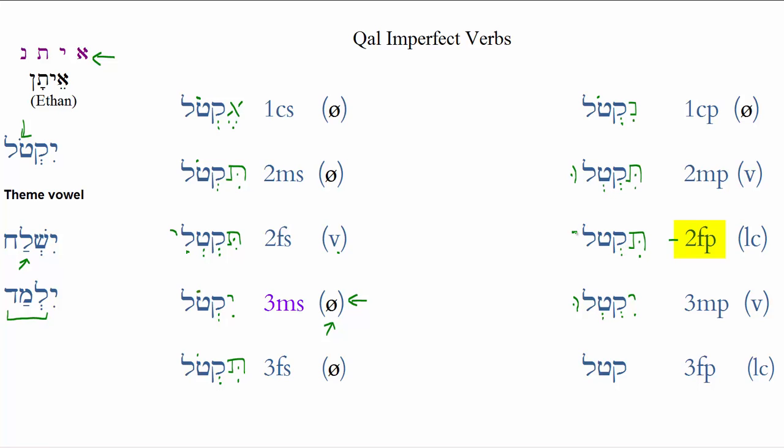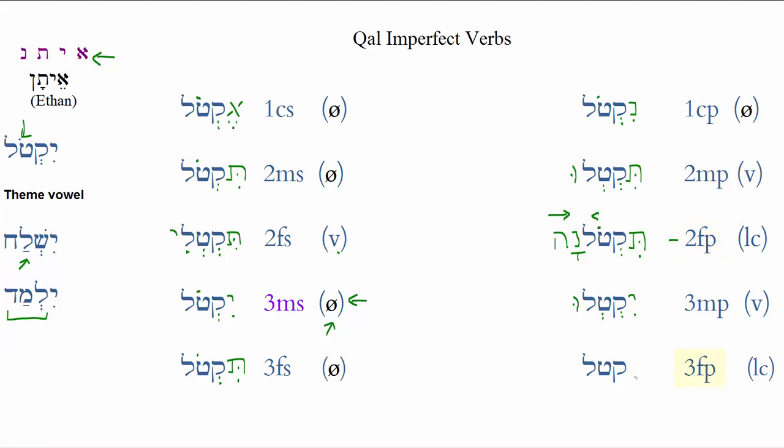And then the ending here is light consonantal in that it has a consonant and a vowel, na, and because it's light consonantal, the theme vowel does not reduce, but as we saw with the perfects, the accent recedes, in this case to the second to last syllable, and so we get tiktolna.